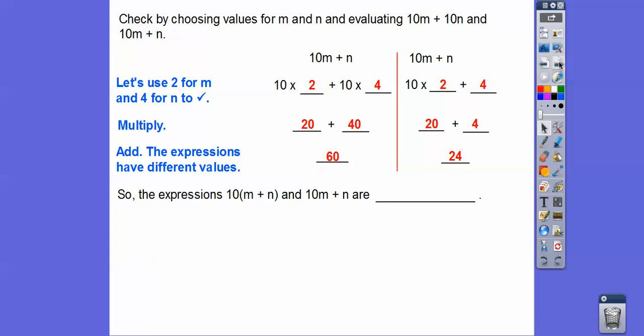They have different values. So the expression 10 times the quantity m plus n and 10m plus n, are they equivalent or are they not equivalent? They are not equivalent right there.